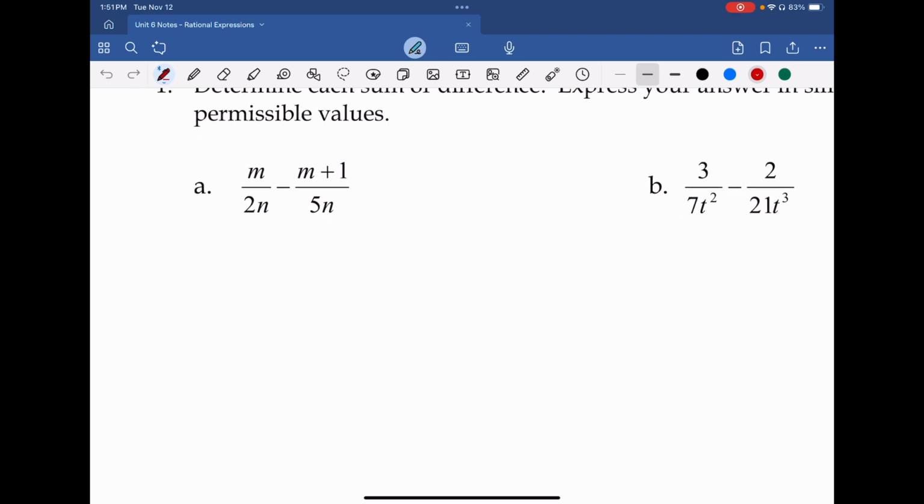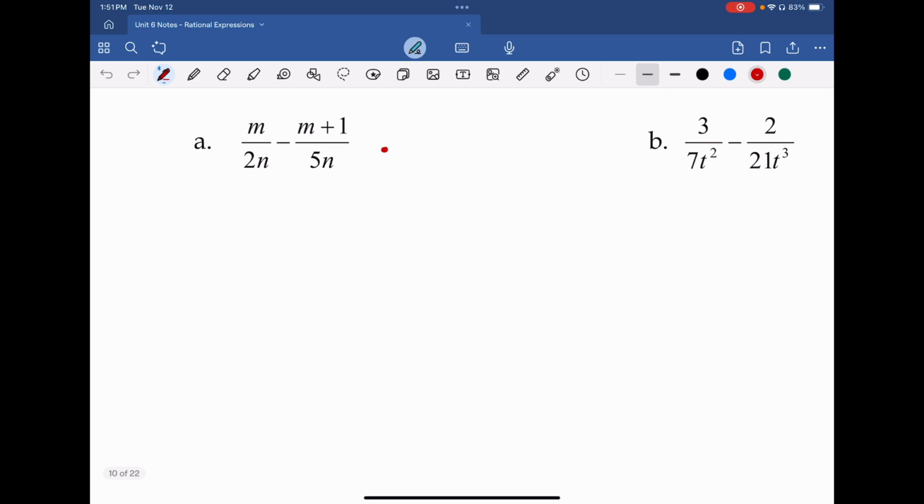Now what we want to do is state the NPV. So as soon as we factor it, clearly the NPV is where n cannot equal 0. If n is equal to 0, it's going to wipe out the denominator, and clearly we don't want to have that, so we're going to say that n cannot equal 0.